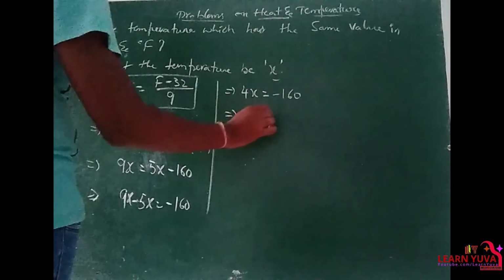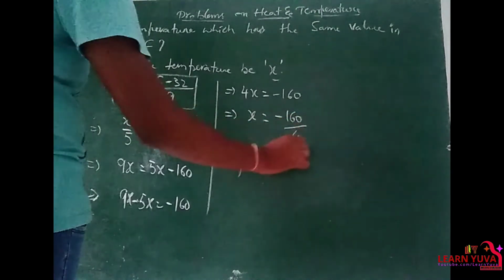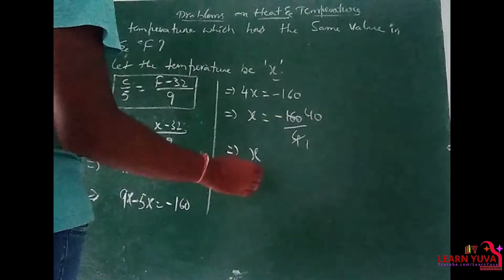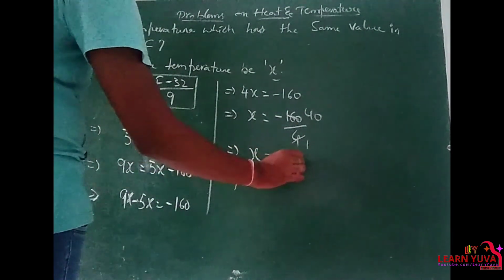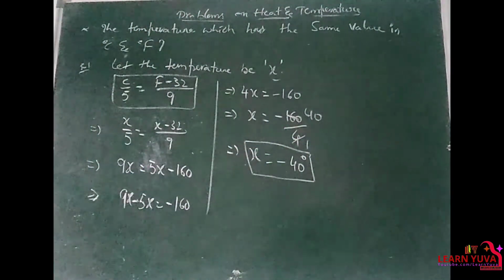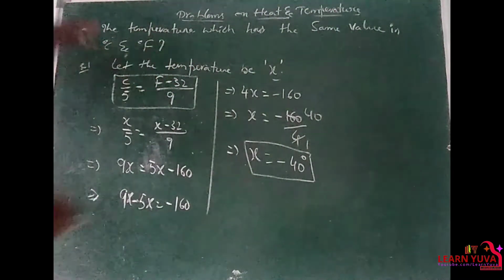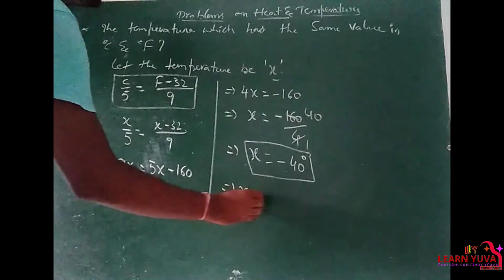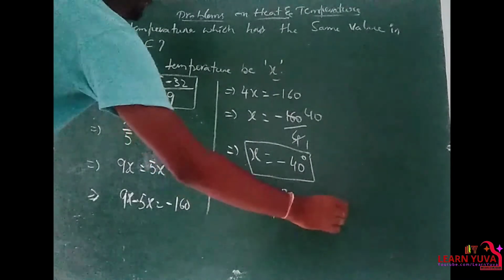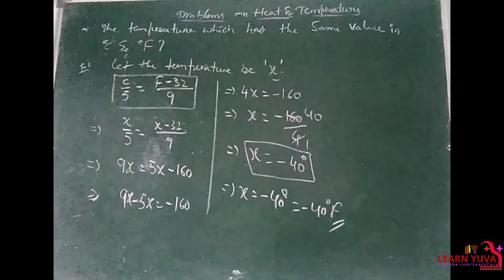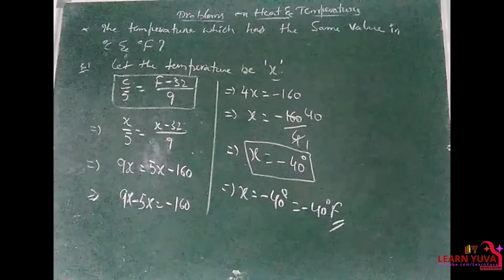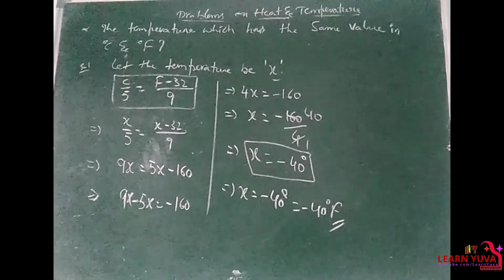That implies x is equal to minus 160 by 4. That implies x is equal to minus 40 degrees. So at the temperature of minus 40 degrees, x is equal to minus 40 degrees Celsius, which is equal to minus 40 degrees Fahrenheit. At this temperature of minus 40 degrees, both the temperatures will be the same. Clear? Next.